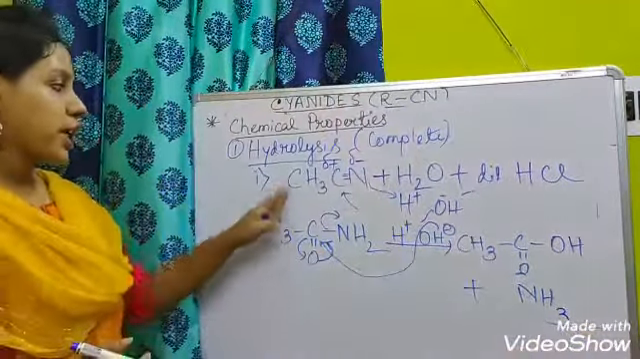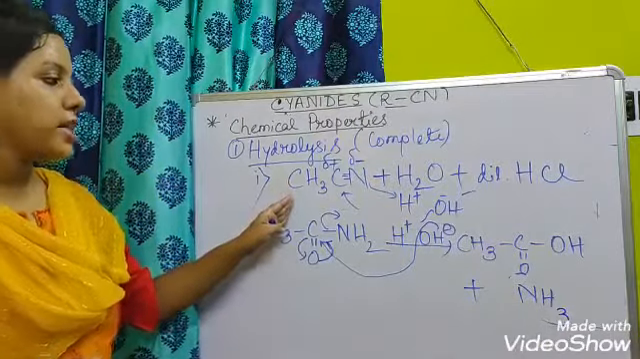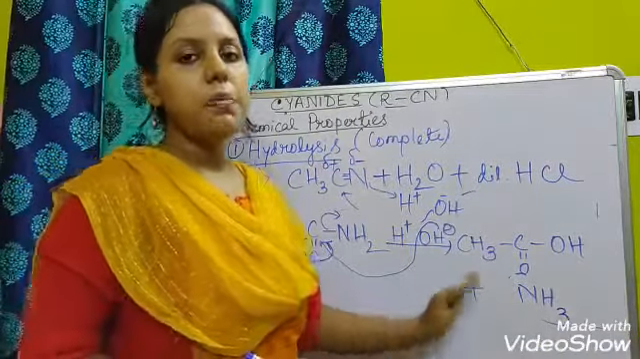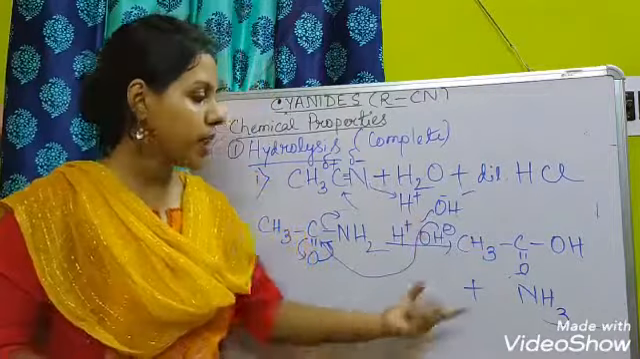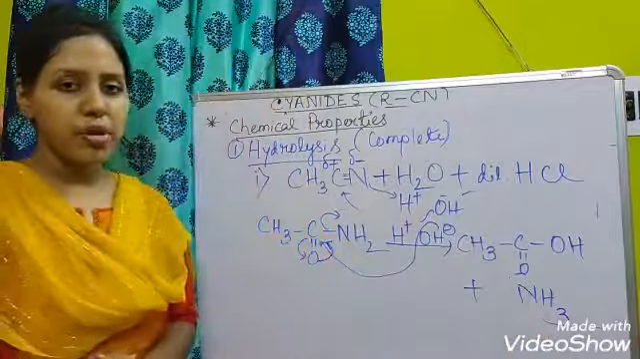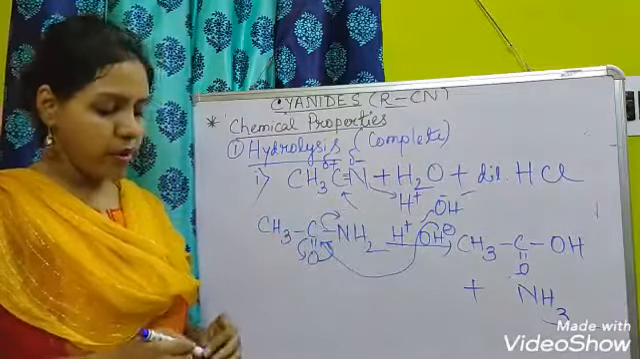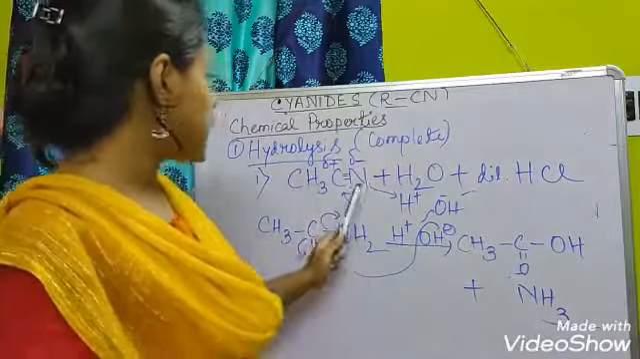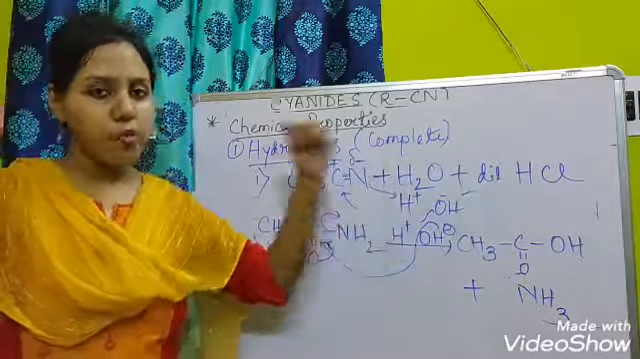So after this reaction, from methyl cyanide, after hydrolysis in presence of an acidic solution, it will make CH3COOH and then NH3, ammonia will be formed. So this is in presence of an acid medium.